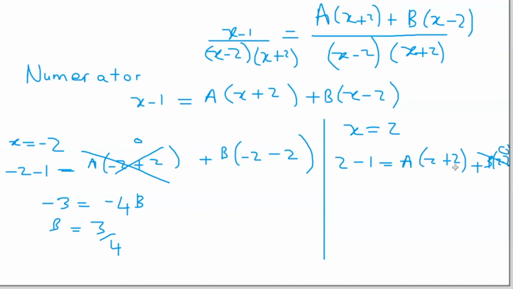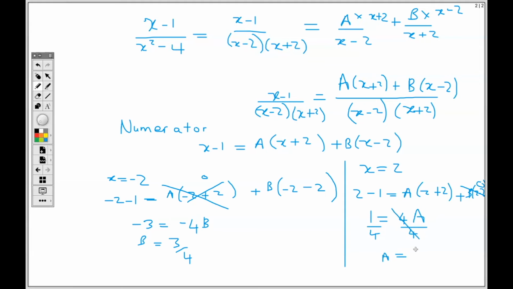So this will be cancelled because 2 minus 2 is 0. So what I'll have is 2 minus 1 is 1 and 2 plus 2 is 4. So this is 4a. Then I divide both sides by 4. So this cancels. So a is equal to a quarter. So now I have a to be a quarter and b to be 3 over 4. I can replace letters a and b with a quarter and 3 over 4.